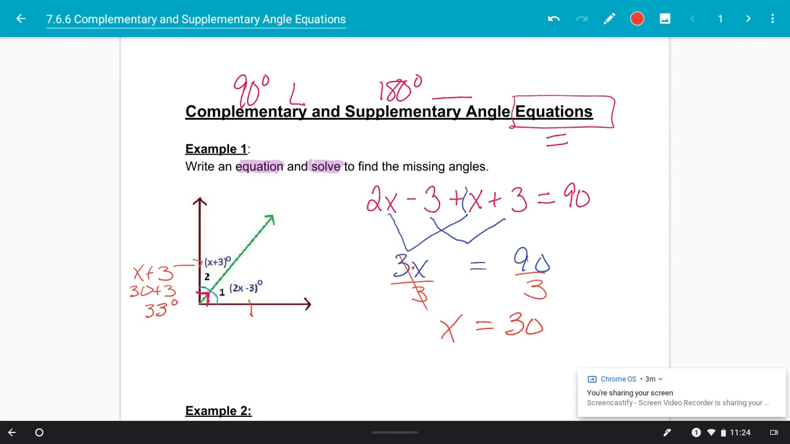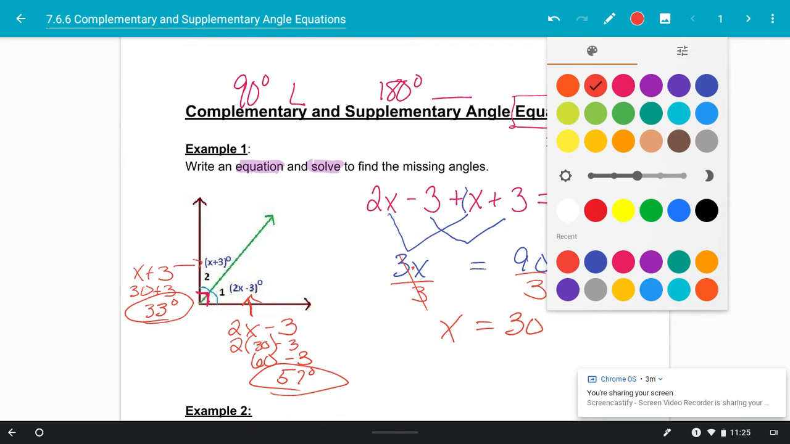For this angle here, instead of writing it as 2x minus 3, I'm going to write it as 2 times 30 minus 3. Sorry, wrong parentheses. I'm just writing parentheses around the substitution value, so just for the x. So now 2 times 30 giving us 60, minus 3 giving us 57 degrees. So the missing angles, angle 1 was 57 degrees, and angle 2 was 33 degrees.